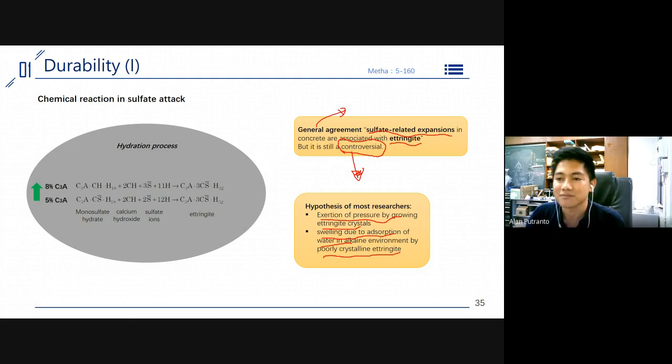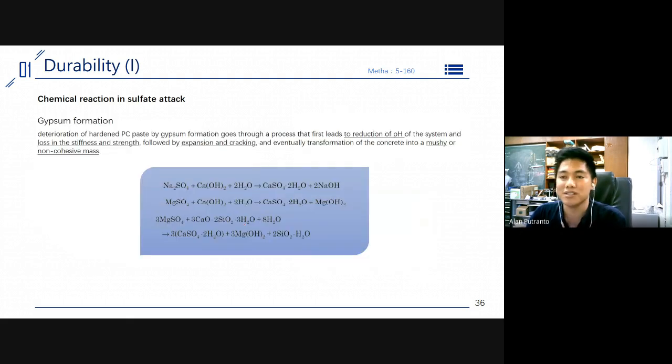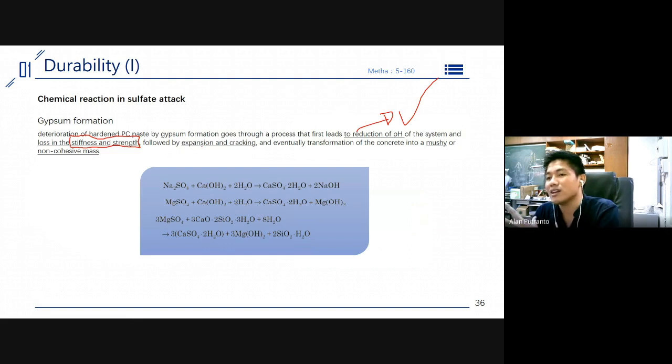Okay. This is for gypsum formation. Actually, deterioration of the PC or Portland cement paste by gypsum formation leads to a reduction of the pH of the system, and then loss of stiffness and strength. Okay, and then followed by expansion and cracking. This will happen next.